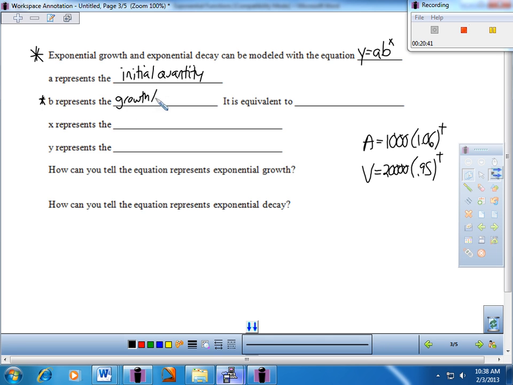I'm going to call it a growth or decay rate. Again, either way, it doesn't matter. And so the b value is our growth factor or our decay factor. Obviously, one or the other. We'll talk about what makes the difference there momentarily. And it is equivalent to, here's what I have. So it's either going to be 1 plus the percentage or 1 minus the percentage.